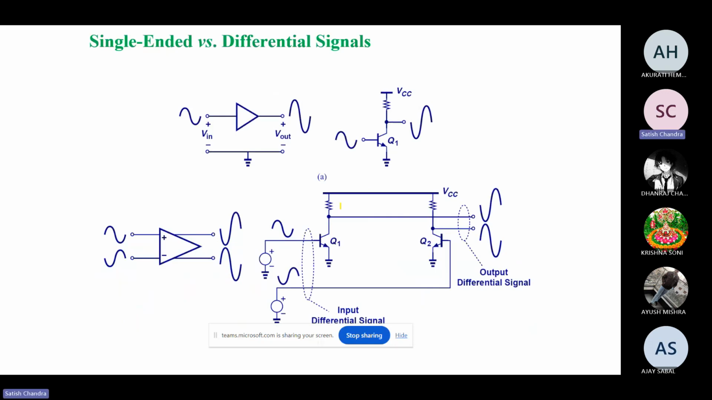So let's see what is going to happen with single-ended and differential signals. When we say single-ended, we are giving an input at one of the BJTs and checking the output. That is nothing but called a single-ended type of signal. So we have given the input here, and we are attaining the amplified version of it.